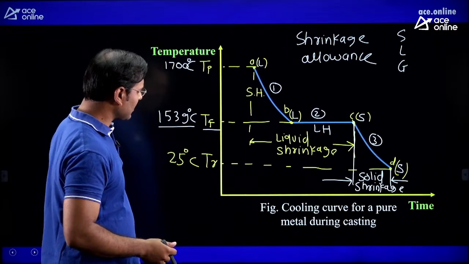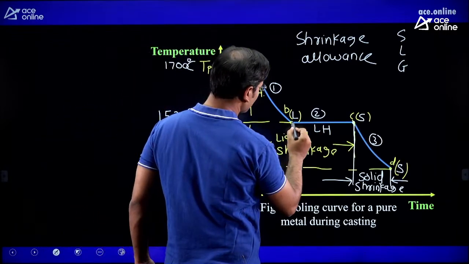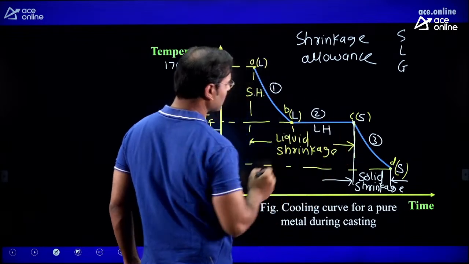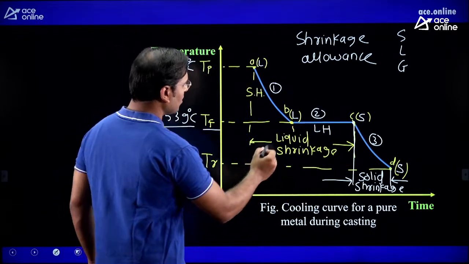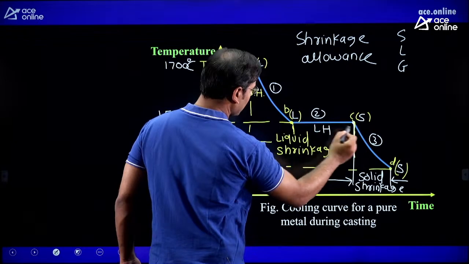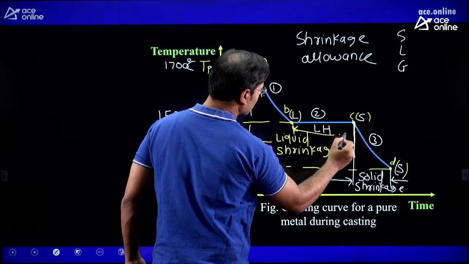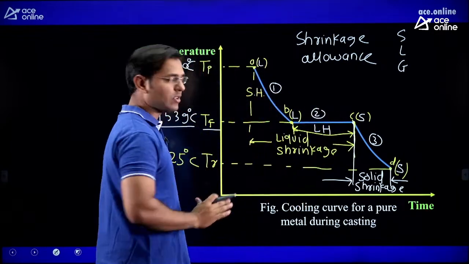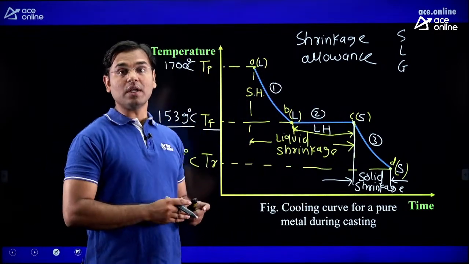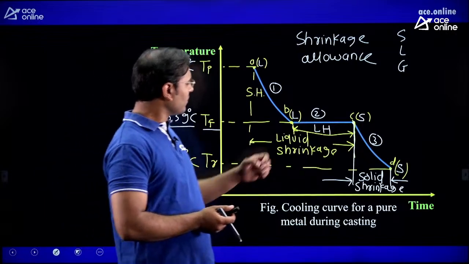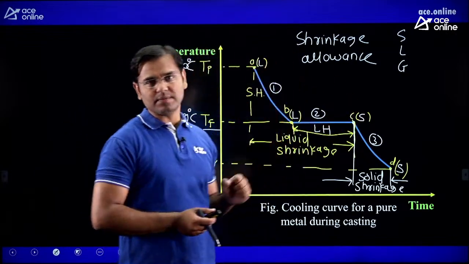Now you can see in that figure, stage 2 is the stage of solidification shrinkage. Stage 2 means from this point to this point, whatever shrinkage is there is known as solidification shrinkage. And why is it known as solidification shrinkage? Because the liquid is converted into solid here.